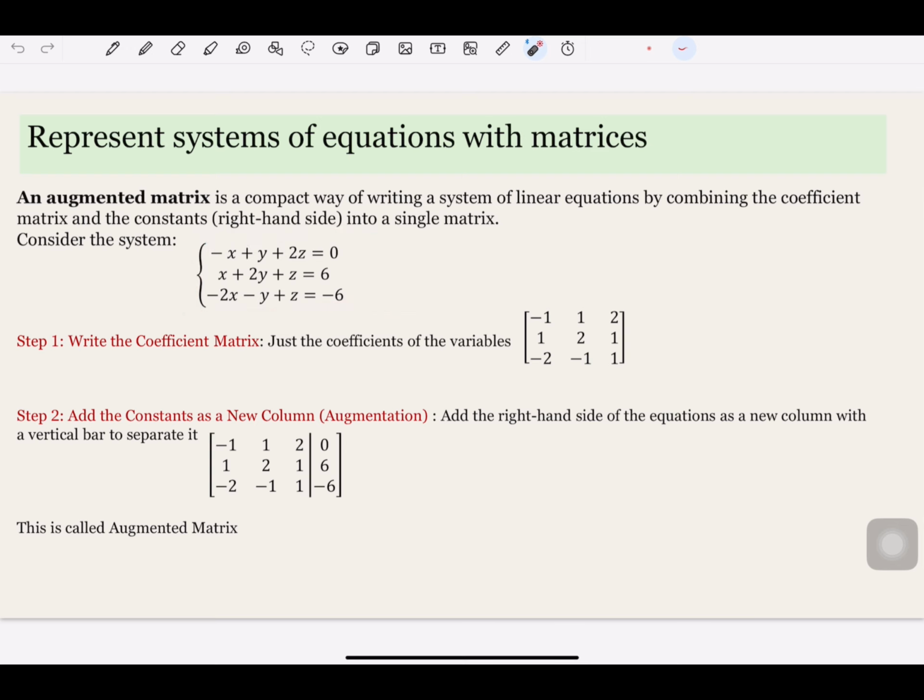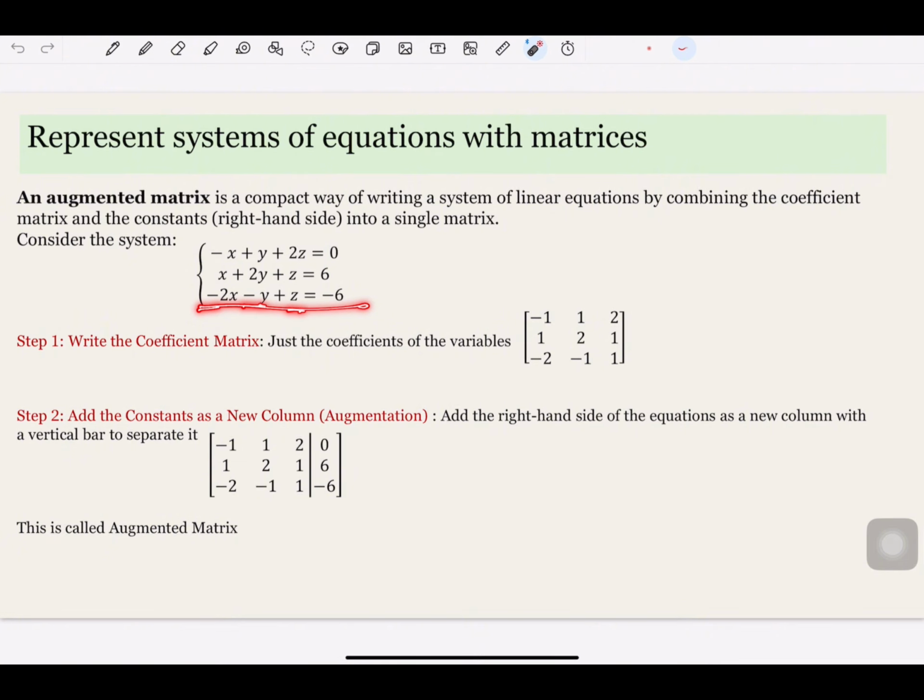Okay, so to do that, the first step is to write the coefficient matrix. What is a coefficient matrix and how do we get it? Well, you have to focus only on the coefficients of the variables x, y, and z in this system. Let's take the first equation and extract the coefficients of x, y, and z. In the first equation, the coefficients are -1, +1, and 2. For the second equation, the coefficients are 1, 2, 1. For the third, it's -2, -1, and 1.